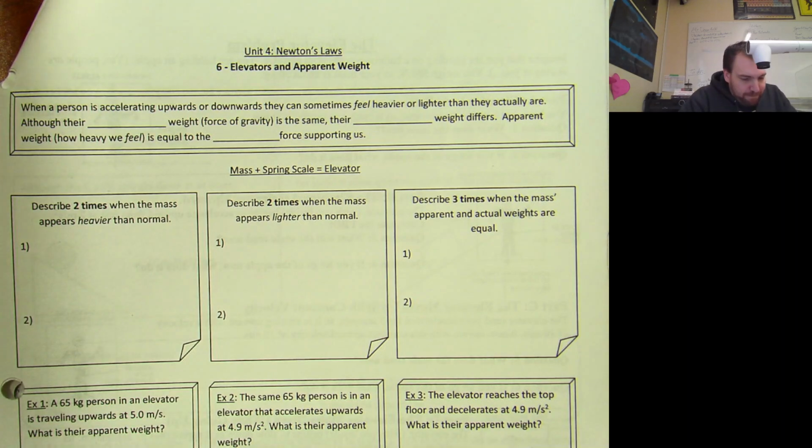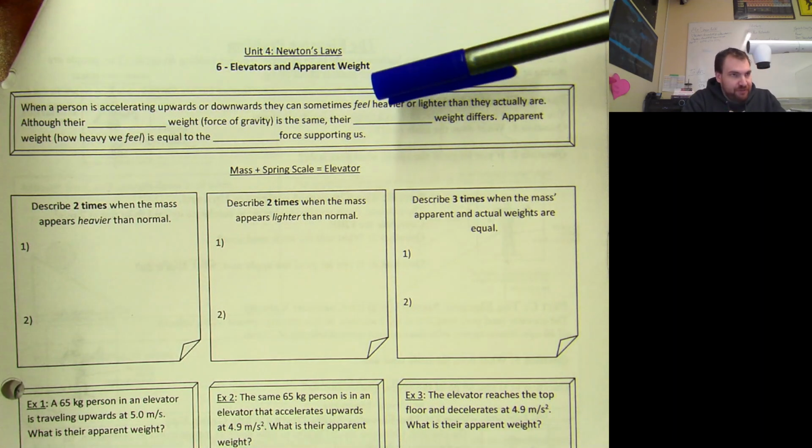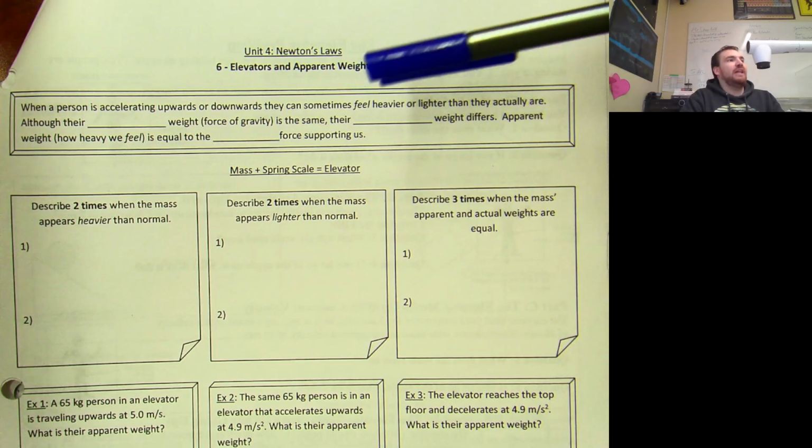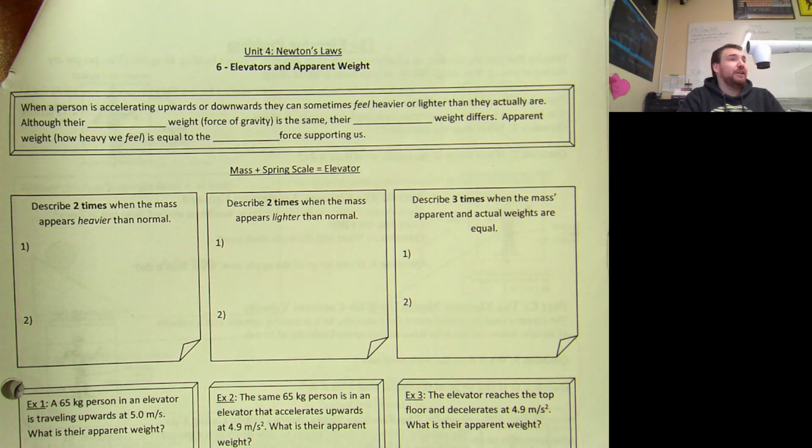So when a person is accelerating upwards or downwards, which you all have done, elevators do this fairly gradually. You might only notice it a little bit in an elevator because elevators are designed to safely transport people up and down, and so they don't want to fling people into the air or drop the floor out from under them. Imagine your elderly grandmother in one of these elevators that just shoots down to the bottom.